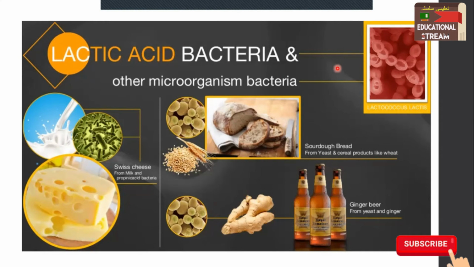Next, lactic acid bacteria and other microorganisms like Lactococcus lactis, which is the most predominant lactic acid bacterium, and the propionic acid bacteria are responsible for Swiss cheese formation. Then sourdough bread from yeast and cereal products like wheat. So this bread formation is due to the yeast. And then ginger beer, which is synthesized from yeast and ginger.